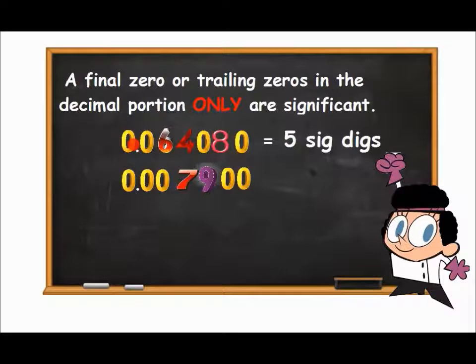Now we're going to look at the third rule for recognizing significant digits, and this one also applies to 0. Like I said, 0 is the hardest because sometimes it is significant and sometimes it isn't.